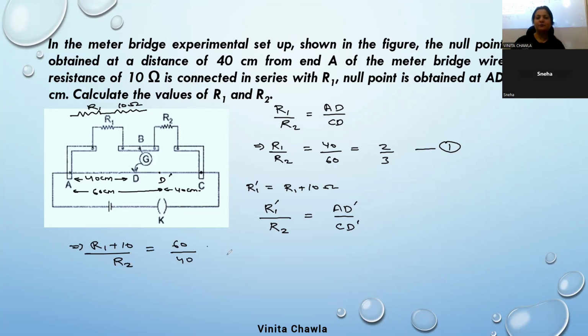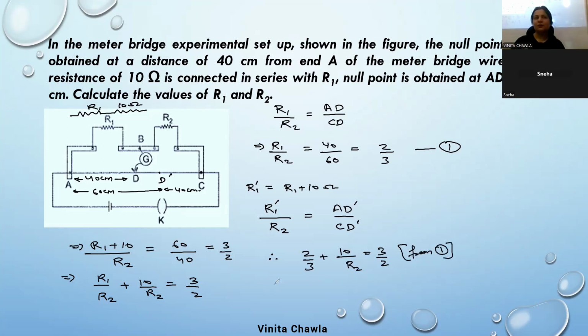This is 3 by 2. अपना अपना करो, यहाँ से verify कर लेना बाद में. So R1 by R2 plus 10 by R2 is equal to 3 by 2. अब R1 by R2 is 2 by 3 from 1. Therefore, we can write 2 by 3 plus 10 by R2 is equal to 3 by 2. This implies 10 by R2 is equal to 3 by 2 minus 2 by 3.